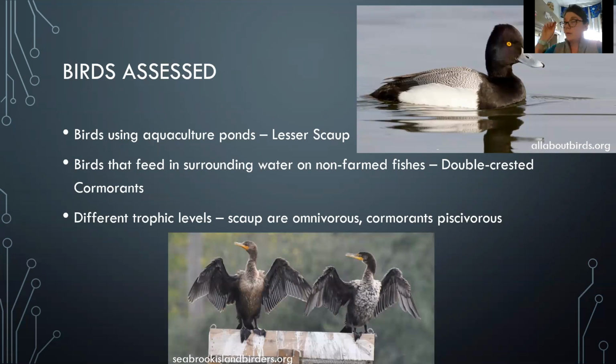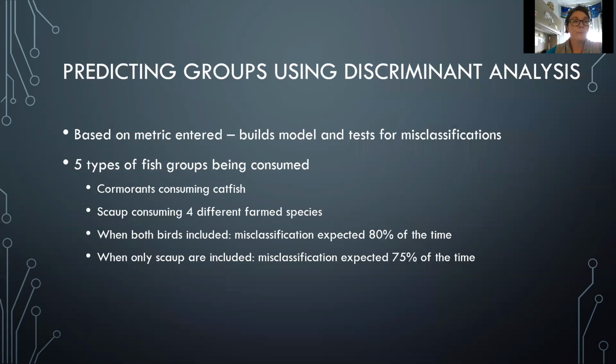We also know that these two different types of birds forage really, really differently, not only based on where they're foraging, but what they're eating. So scaup are going to be omnivorous. They're going to eat some fish here and there, but they're also eating a lot of invertebrates, and they're going to be eating vegetation and seeds too. Whereas the cormorants are just eating fish. So trophically, they're very dissimilar to one another. And then behaviorally, in terms of where they're foraging, we also knew that they were pretty different from one another.